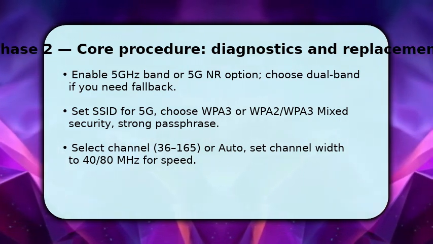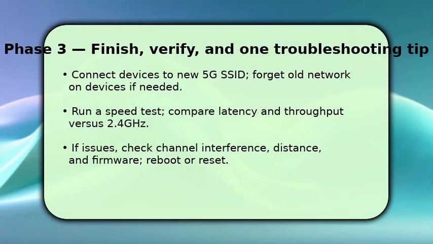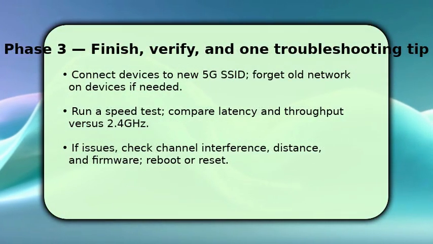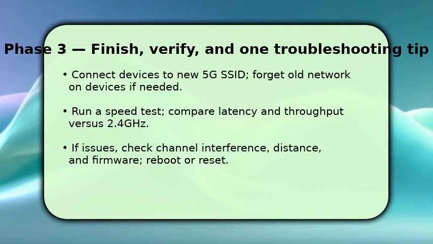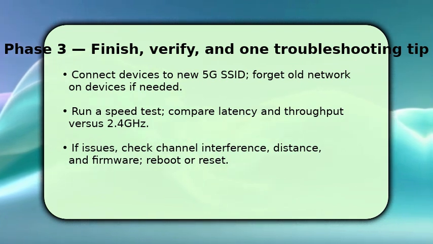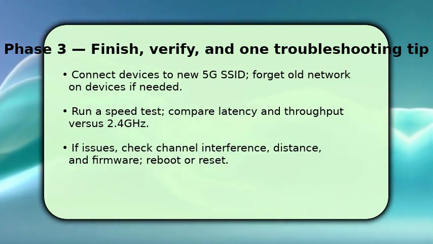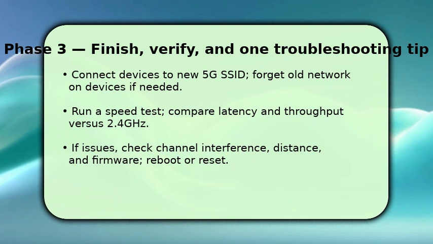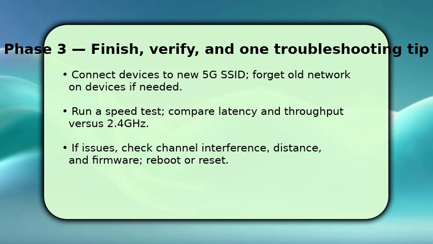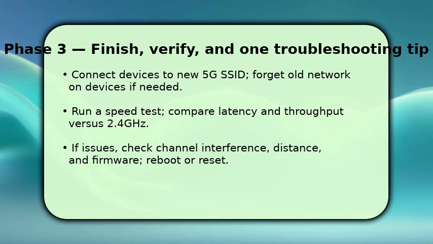You now connect each device to the new 5G SSID, forget the old 2.4 GHz entry to prevent automatic switchbacks. After connecting, run a speed and latency test so you can confirm improved performance, record results versus the 2.4 GHz baseline. If a device won't connect, check physical distance, obstacles, and channel interference.